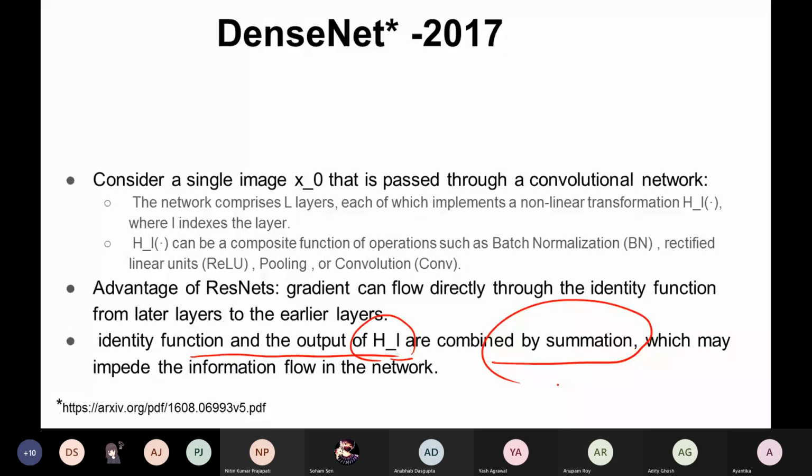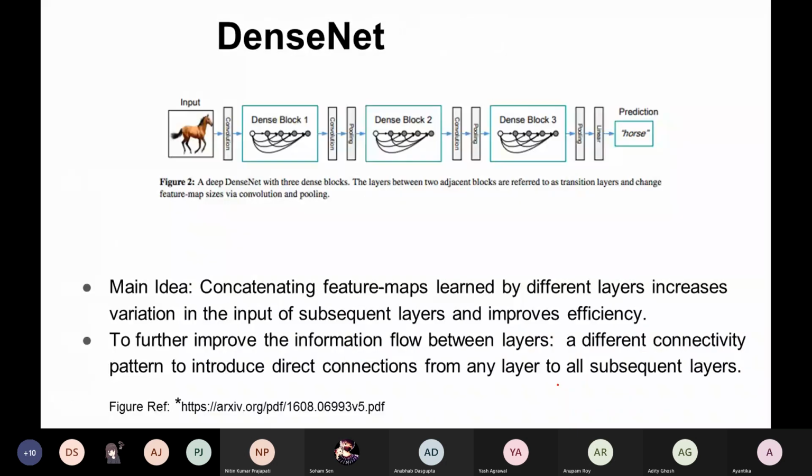In that case, to further improve the information flow, we are changing the connectivity pattern a bit. We are incorporating direct connections from any layer to all the subsequent layers in a particular DenseNet block. It is not that we consider this through the whole network, because that will be too huge. Passing information to all the layers like this will be too huge, and there are some problems associated with that. Hence, within DenseNet, we consider smaller blocks.